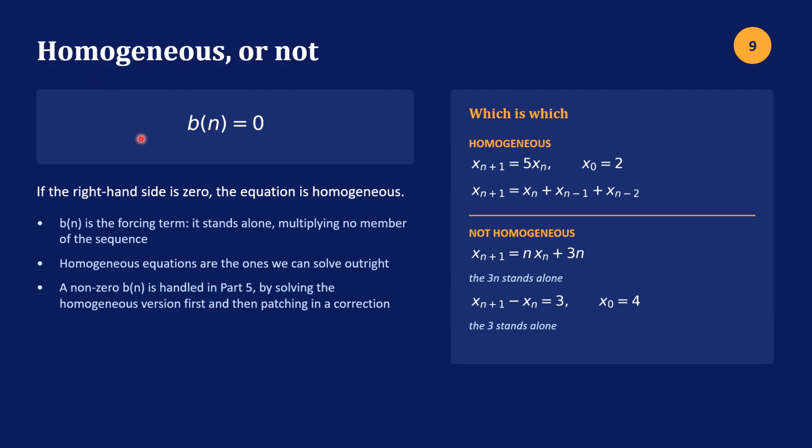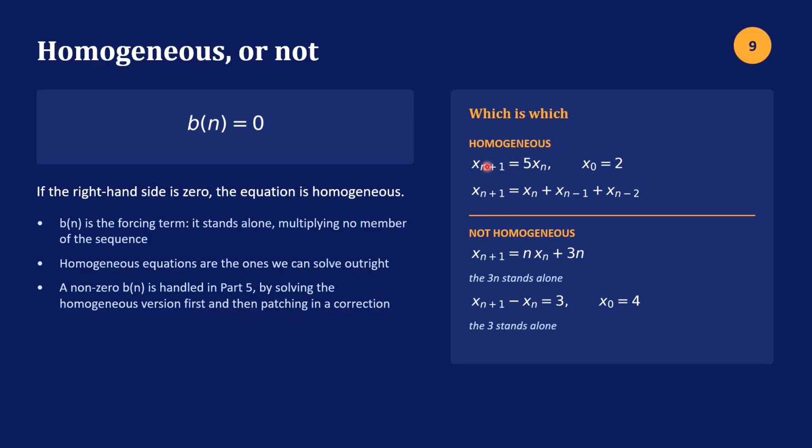So as we saw in the previous slide, the b of n needs to be 0 for the difference equation to be classified as homogeneous. If the right-hand side is 0, the equation is homogeneous. b of n is the forcing term. That's the terminology used. It stands alone, multiplying no member of the sequence. Homogeneous equations are the ones we can solve outright. A nonzero b of n is handled in part 5, or lesson 5, by solving the homogeneous version first and then patching in a correction.